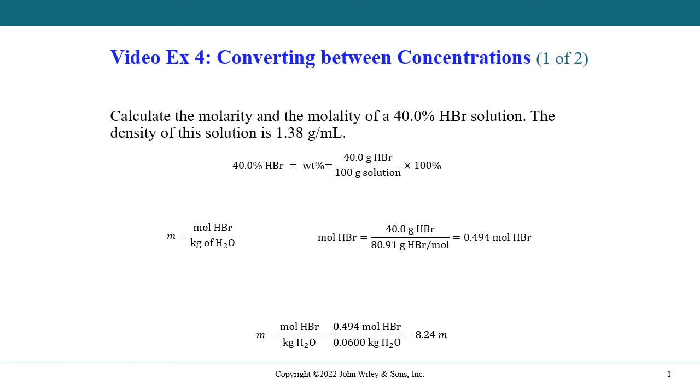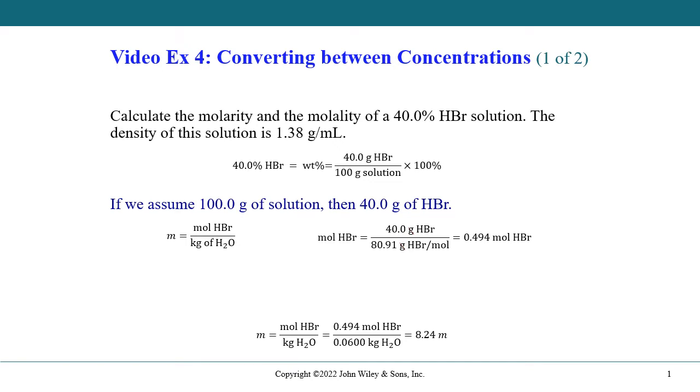Welcome, Chemistry 1B, Unit 4, Video Example 4. We're going to do some conversion between calculations with concentrations. In this case, we're going to calculate the molarity and the molality of a 40% HBr solution, and the density of the solution is given as 1.38 grams per milliliter.